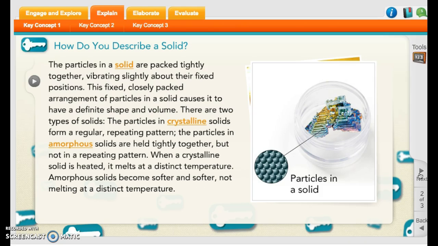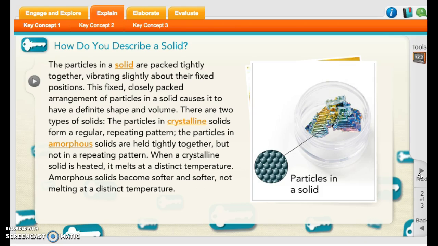So we have solids. We talked about solids a lot. They're tightly packed particles. These are atoms or molecules vibrating slightly about their fixed positions. We'll talk more about that later. All the atoms are very close together. They are fixed, closely packed, and they have a definite shape and volume, like the desk in front of you.